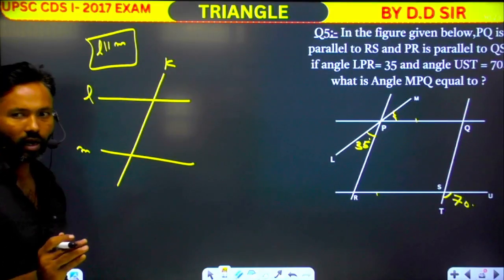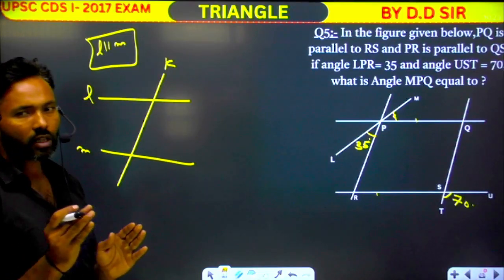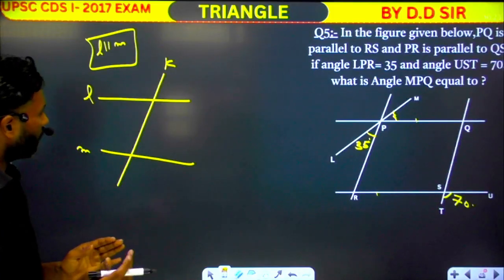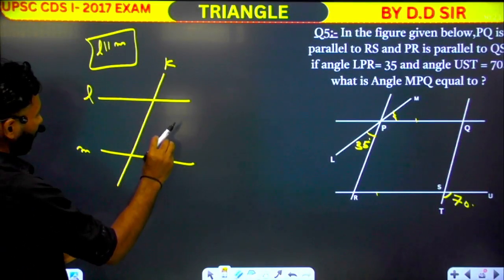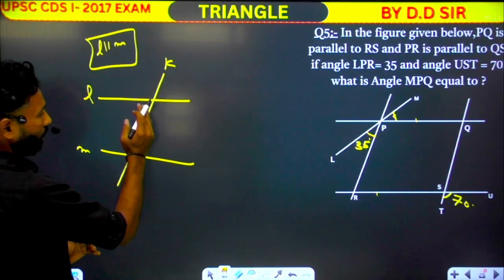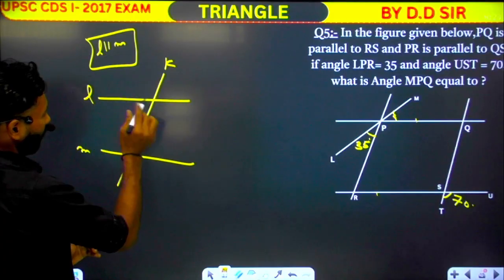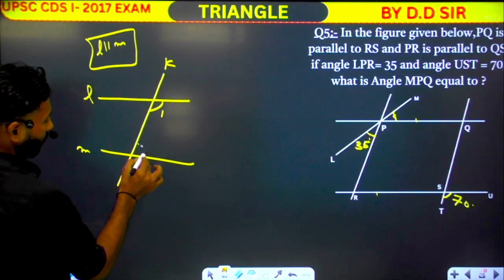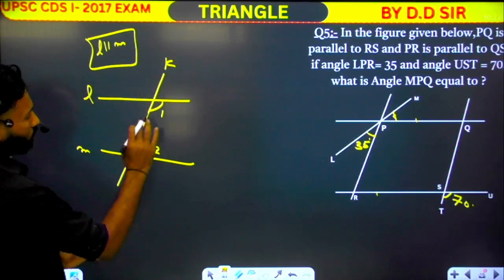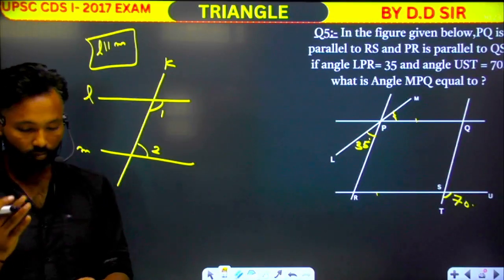What are the co-interior angles? Co-interior angles are the interior angles, and these angles will be on the same side of the transversal line. It means two interior angles between the parallel lines, which should be on the left side or on the right side. Suppose this is angle 1 and this is angle 2. Both angles are on the right side of the transversal line. So these two angles are known as co-interior angles.